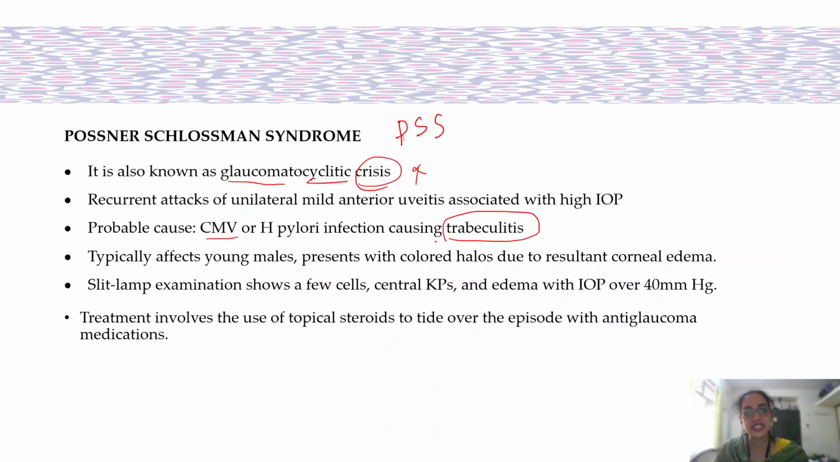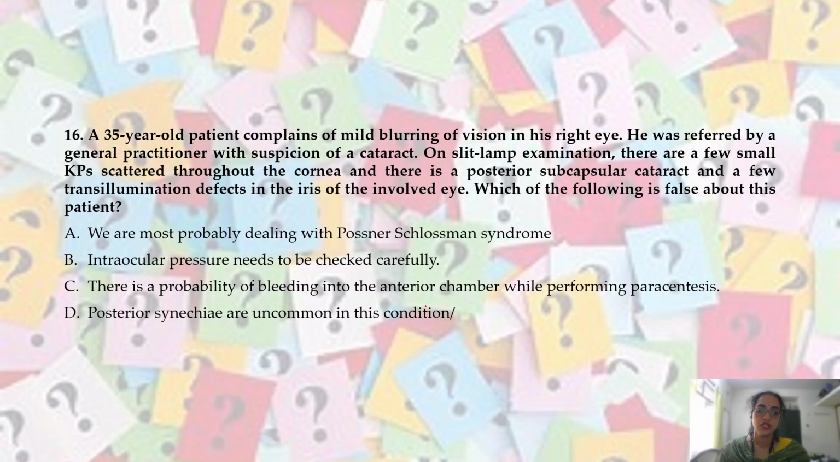It's usually seen in young males, and they typically present with colored halos due to sudden onset corneal edema. So this is an open angle glaucoma, not an angle closure disease. Slit lamp examination will show a few KPs and cells and corneal edema and a very high IOP. So we have to use topical steroids and anti-glaucoma medications to tide over these acute episodes. So let's take a question at this point.